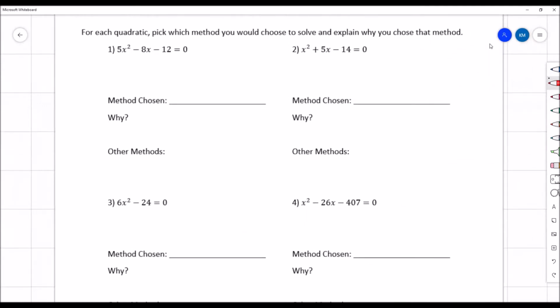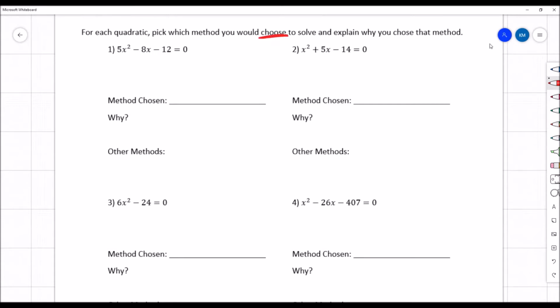All right, so here we go. On the back side of here, we are not solving these problems on these notes. If you'd like to go through and solve problems, you can ask me in class and I can walk you through how to solve these problems. But back to these notes, we're just looking at which method we should use to solve the problem, and then we're going to say why we should use it. It says for the quadratic, pick which method you would choose to solve and explain why you chose that method.